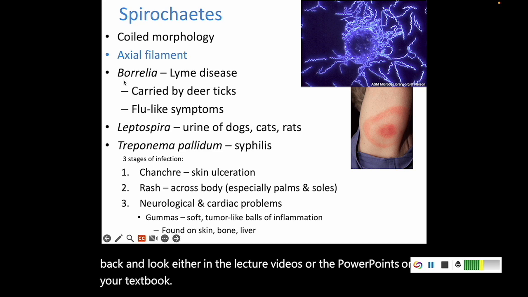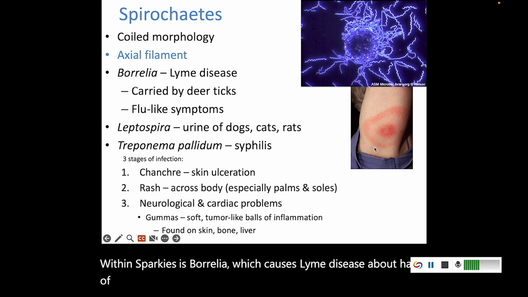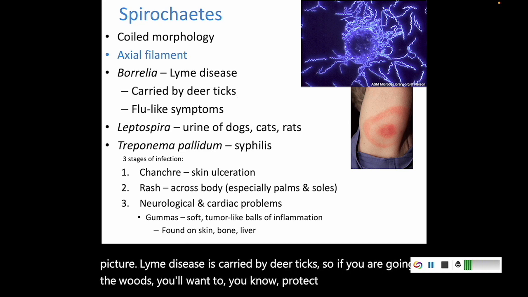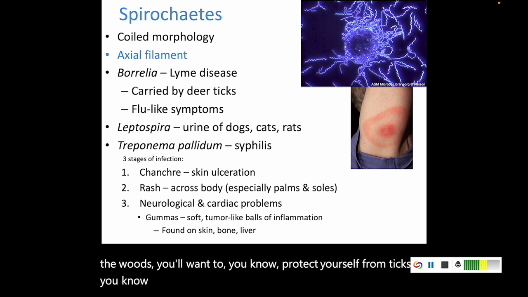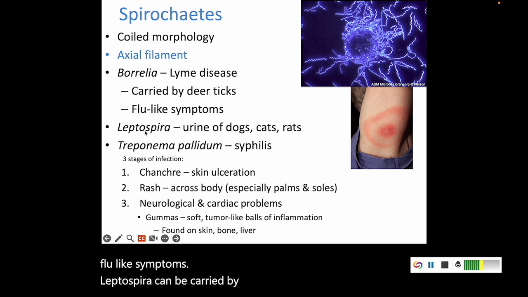Within Spirochetes is Borrelia, which causes Lyme disease. About half of Lyme disease infections give you this bullseye rash in this picture. Lyme disease is carried by deer ticks. So if you are going in the woods, you'll want to protect yourself from ticks, cover yourself, wear long sleeves, long pants. It will cause flu-like symptoms. Leptospira can be carried in the urine of dogs, cats, and rats.